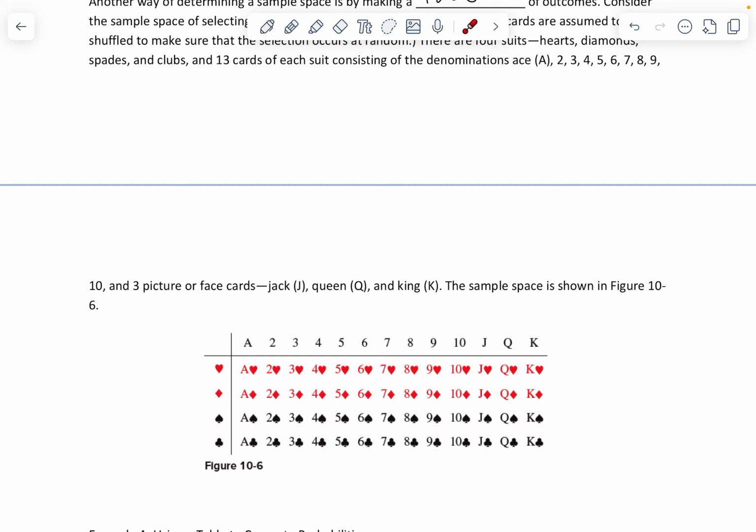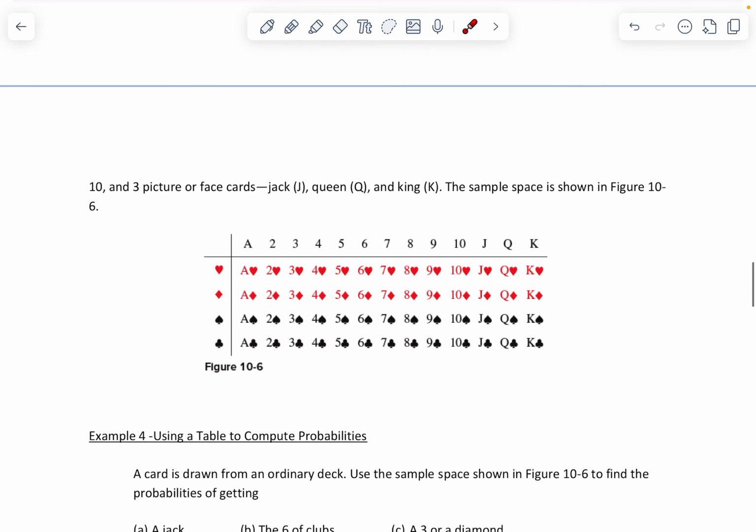So what we have along the top row are the denominations: ace, 2, 3, 4, 5, 6, 7, 8, 9, 10, jack, queen, king. Along this column on the left, we have the 4 suits: hearts, diamonds, spades, clubs. So each individual denomination can be paired with a suit: ace of hearts, 2 of hearts, 2 of diamonds, 5 of clubs, so on and so forth. So we can use this table, which illustrates the sample space, to compute probabilities.